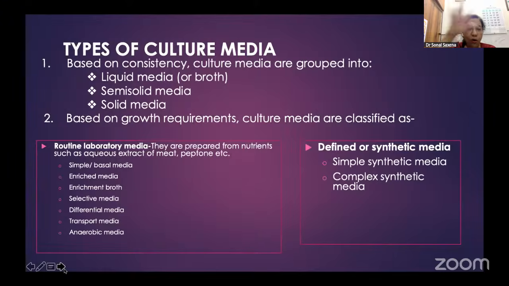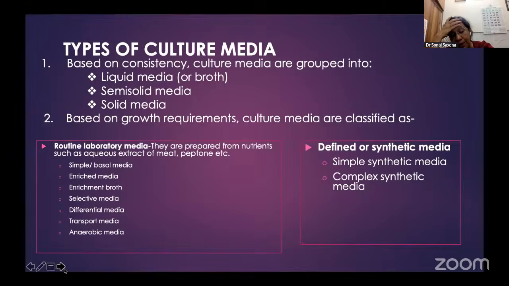So based on all these, how do you classify your media? First, of course, on consistency. It may be liquid media, solid media, or semi-solid media. Based on growth requirements, they may be classified as routine media, or they may be defined or synthetic media. Defined means they are simple synthetic and complex synthetic. Routine media is when they are prepared from meat extract or peptone, and they have a standard formula.